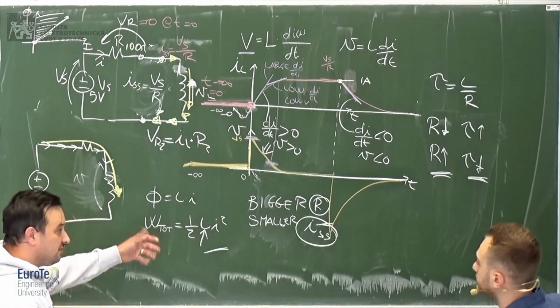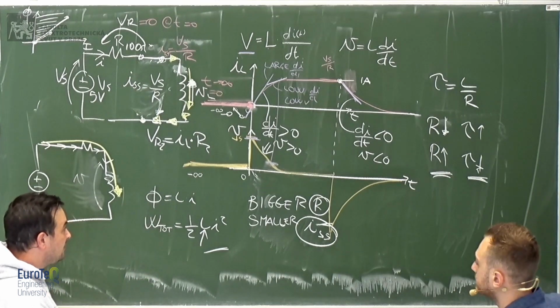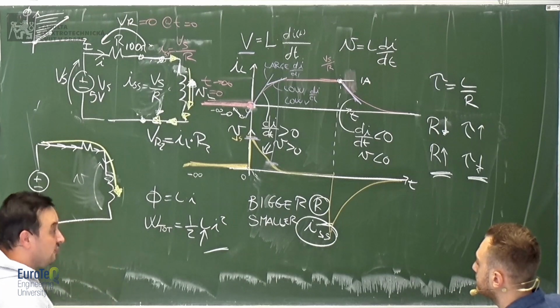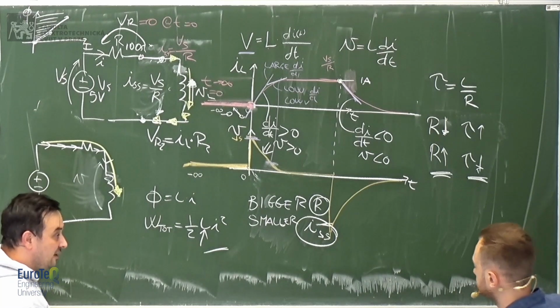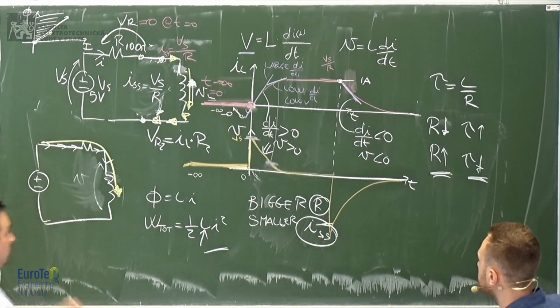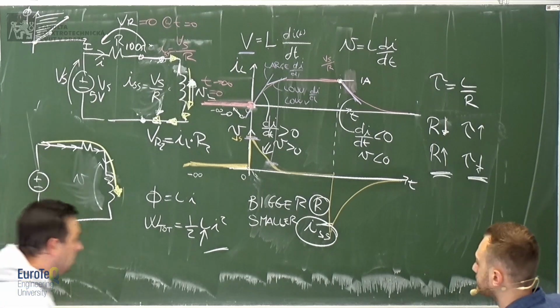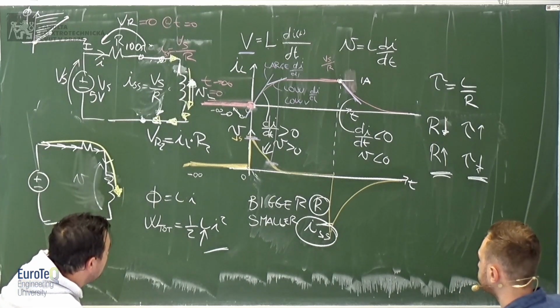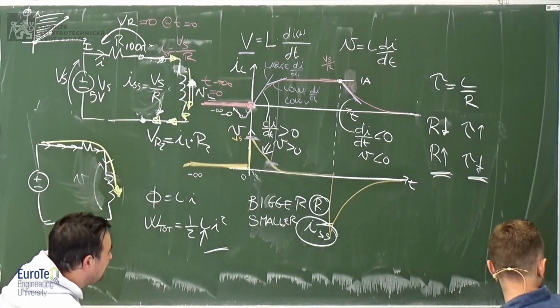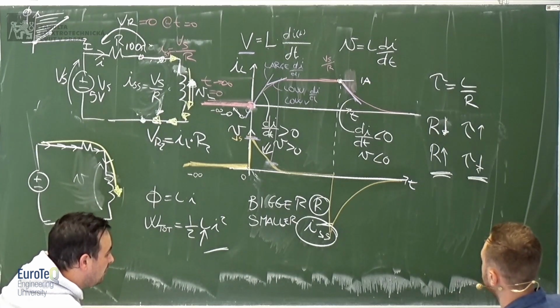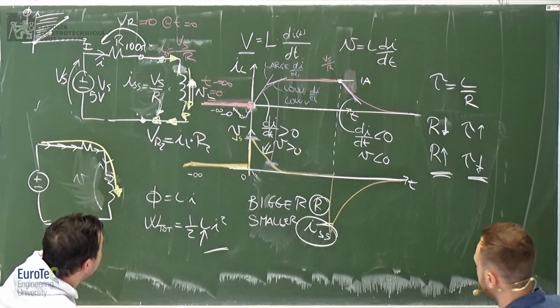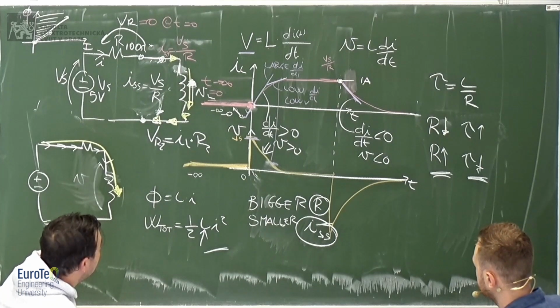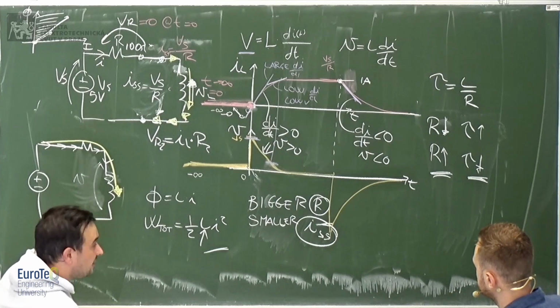Faster, yeah. And of course, then vice versa. If you have a smaller resistance, then the final current is going to be larger, so more energy, so it is going to arrive there later, okay? So this was basically everything for the inductor. As you see, it's basically the same as that of the capacitor. Yeah, complementary. The role of the voltage is taken by the current. The role of the charge is taken by the magnetic flux.